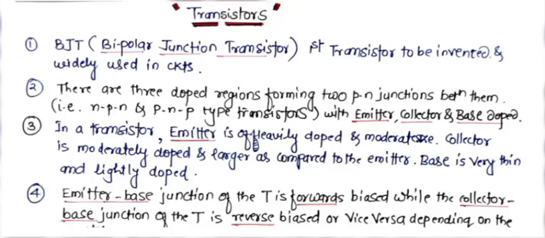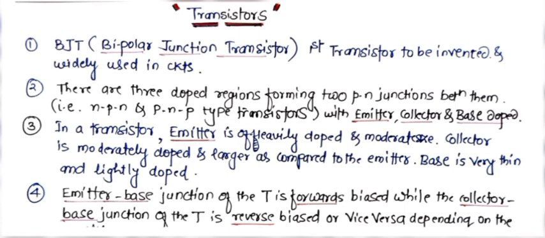First transistor to be invented and widely used in circuits. There are three doped regions forming two p-n junctions between them, that is NPN and PNP type transistors with emitter, collector and base terminals. In a transistor, emitter is heavily doped and moderate in size. Collector is moderately doped and larger as compared to emitter. Base is very thin and lightly doped.